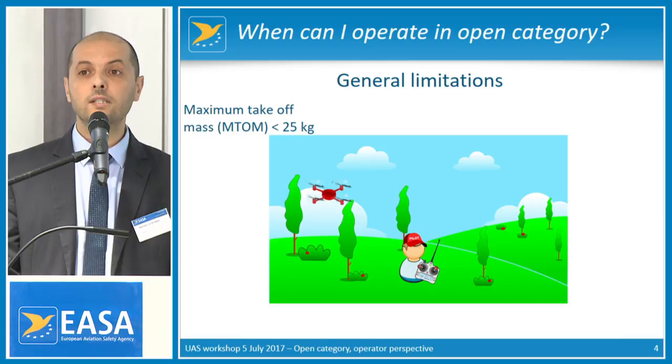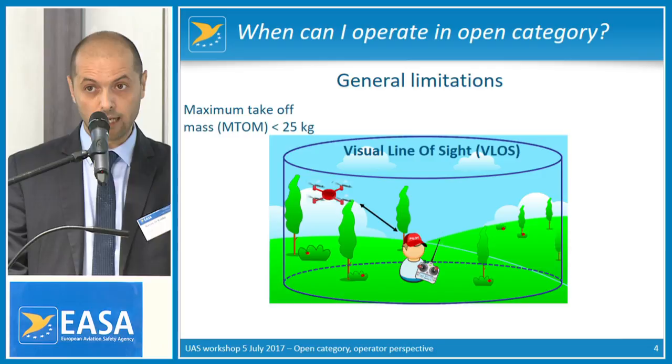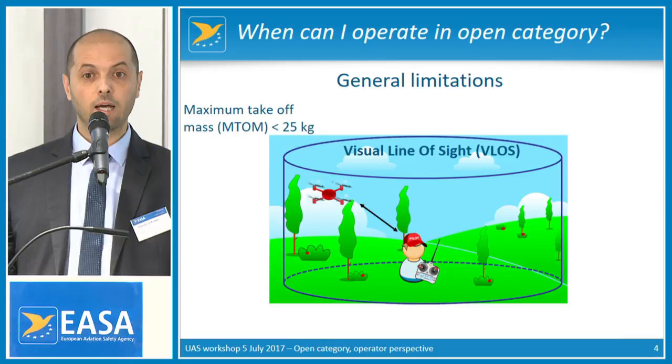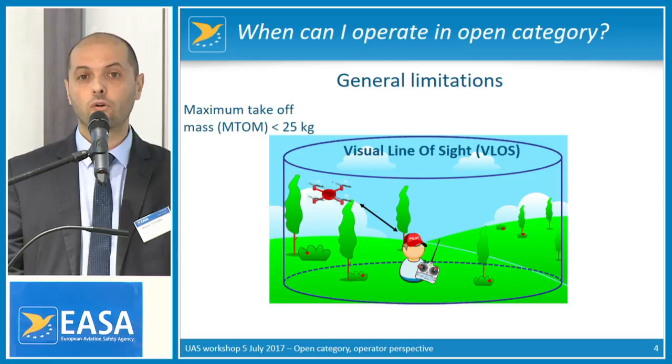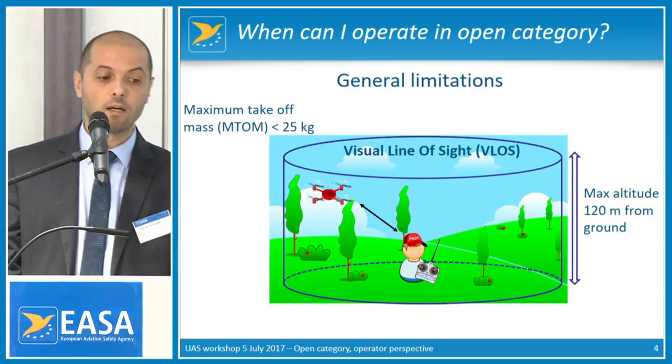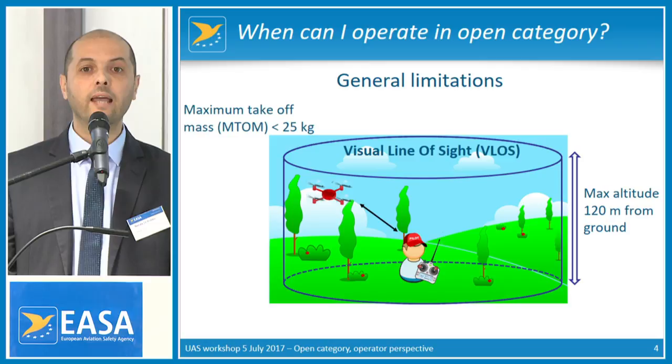So the general limitation is that in the open category, we have a maximum takeoff mass of 25 kilos. And the essential element is the visual line of sight. The remote pilot is always responsible to make sure that the aircraft is in his view. So in this way, he can separate from other obstacles, either other flights or ground obstacles. And the maximum altitude is 120 meters from the ground. This is in general. As you've said, in some cases, we also allow flying a little bit higher, 50 meters higher than the highest obstacle, in case there is an obstacle that is higher than 120 meters.